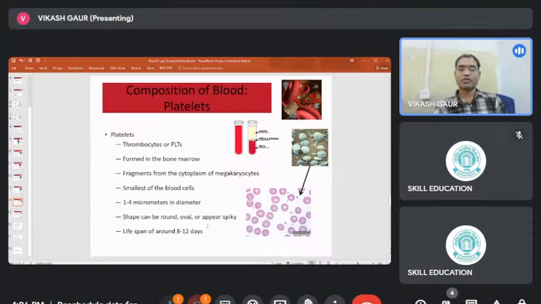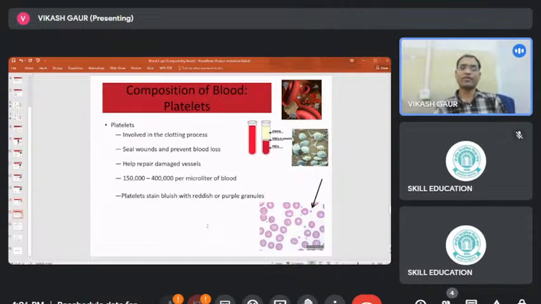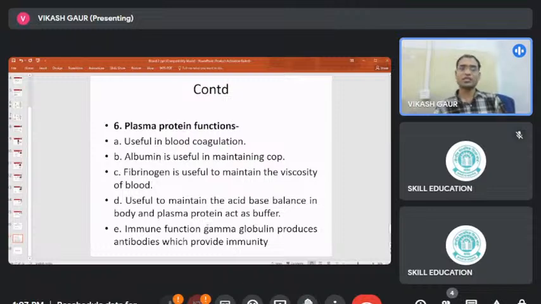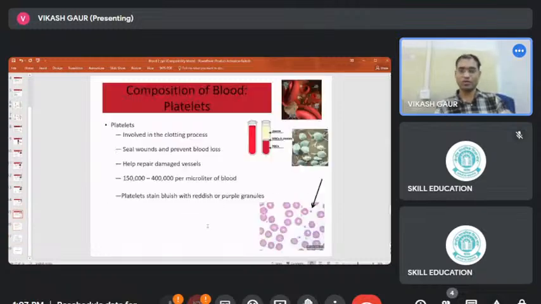Platelet lifespan is 8 to 12 days, 2 to 4 micrometer in diameter, and the count is 1.5 to 4.5 lakh. That's the normal range in blood, and the function is the main clotting purpose. And these are the functions of human blood, which is five, and the sixth one is the plasma protein function. That is okay. In the next part, we'll discuss how to estimate hemoglobin, how to estimate leukocytes, total WBC, and how to estimate platelets also.